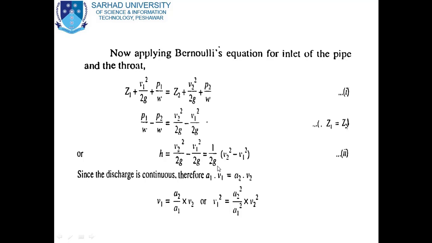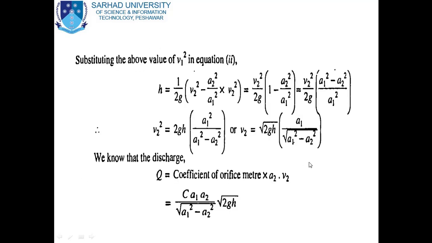Now since the discharge is continuous, according to the equation of continuity, A1 V1 is equal to A2 V2, meaning the discharge at point 1 equals the discharge at point 2. So from this, V1 is equal to A2 V2 divided by A1. Taking square on both sides, we get V1 square equal to A2 square V2 square divided by A1 square. Put this V1 square in equation 2, and we get H is equal to 1 over 2g into V2 square minus A2 square V2 square divided by A1 square.